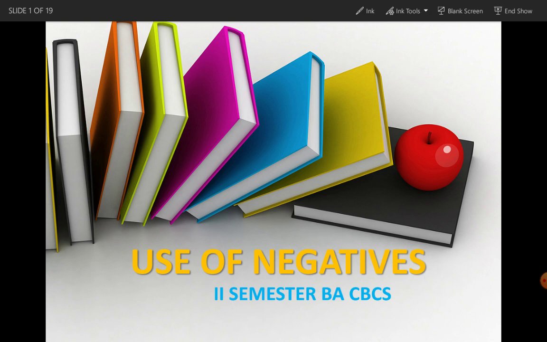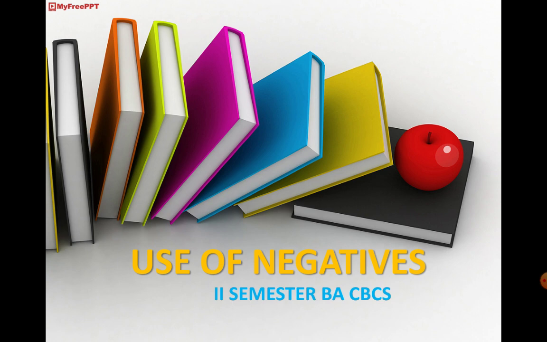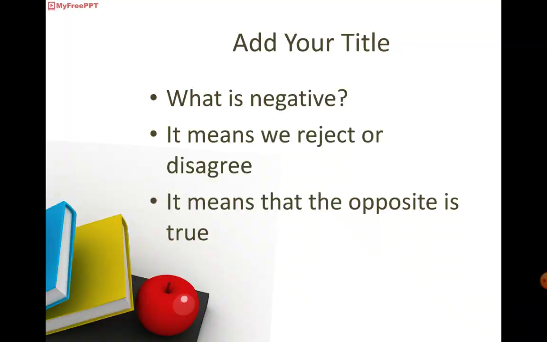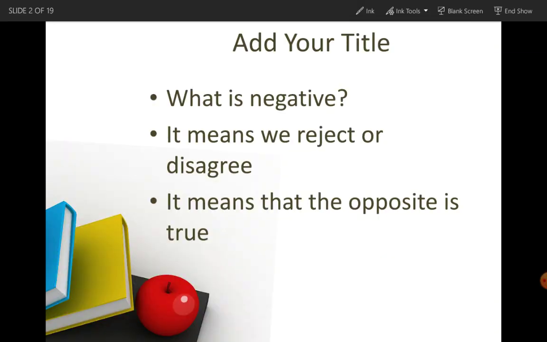Now let us try to understand what a negative sentence is. If in a sentence you have words such as no, not, does not, has not, etc., it is a negative sentence. That means a negative sentence rejects or disagrees with the idea expressed in the sentence. It also means that the opposite is true. So when we say we are not friends, it means that we are enemies.